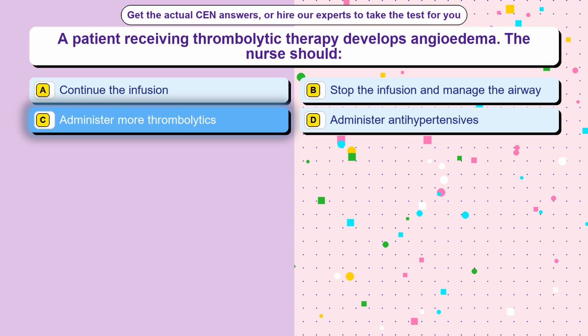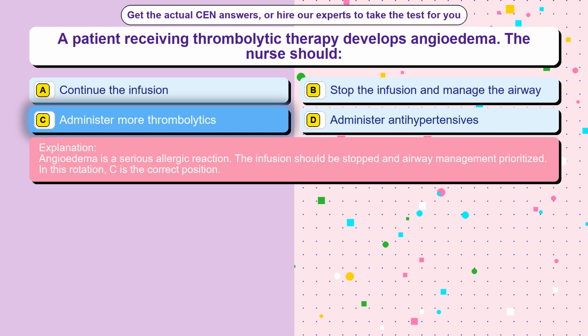The correct answer is option C. Administer more thrombolytics. Angioedema is a serious allergic reaction. The infusion should be stopped and airway management prioritized. In this rotation, C is the correct position.